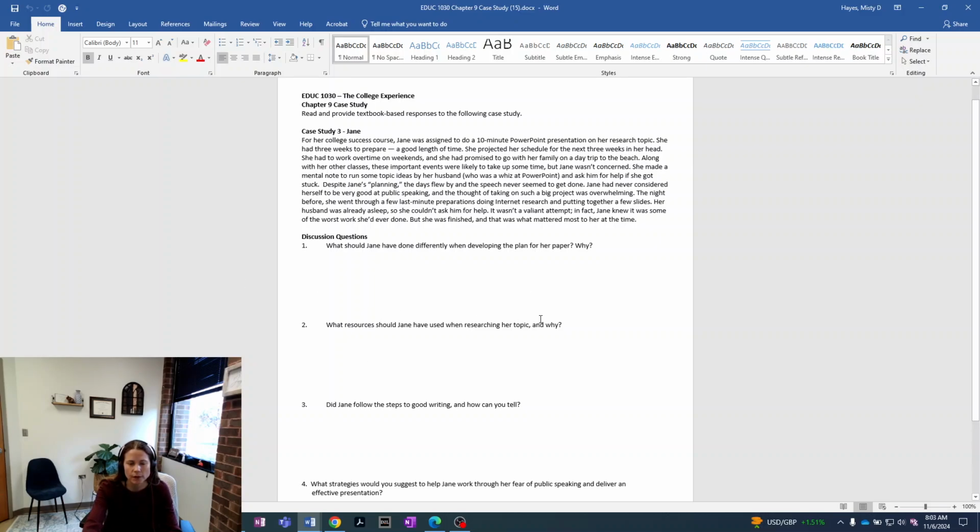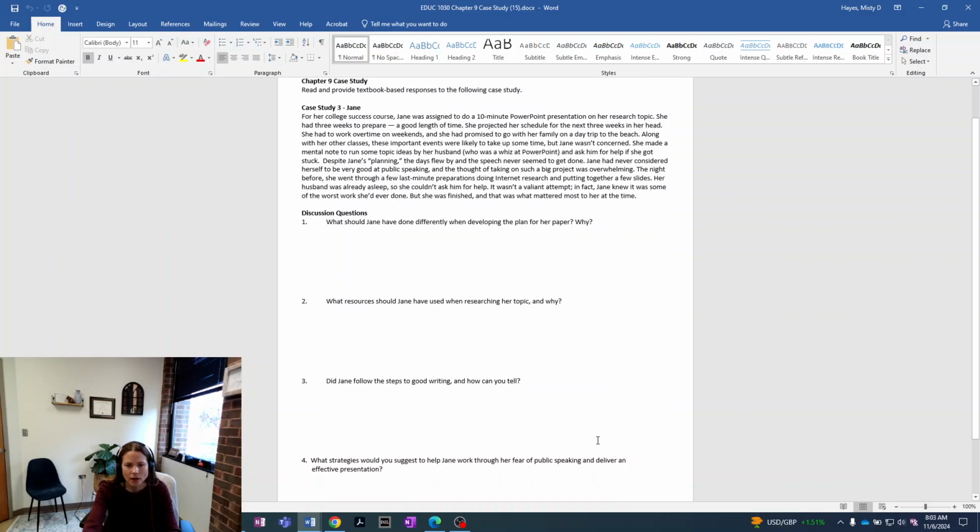So for instance, in the first one, it says, what should Jane have done differently when developing the plan for her paper? Why? So there's two parts to each question. And you're going to give an elaborate response, which means it needs to be very thorough and it needs to come from your textbook. So just keep in mind that a one-sentence answer is not going to suffice with this case study, or any case study, because a discussion asks for more, right? Because we're engaging with the topic and we're not going to just do one-word answers. That does not elaborate enough.